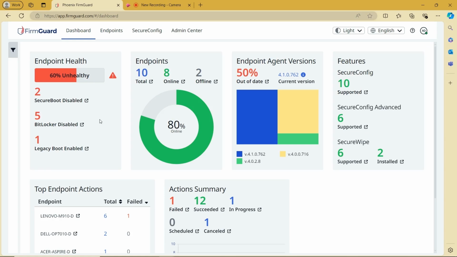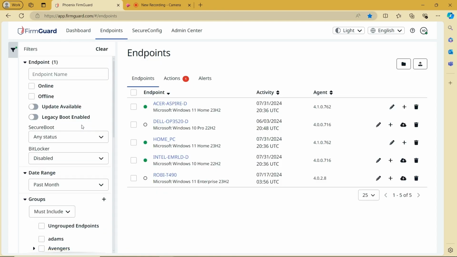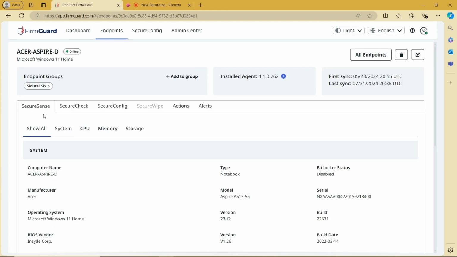What you're looking at here is the FirmGuard dashboard, and I want to draw your specific attention to this area where you'll see that there are 5 endpoints that don't have BitLocker enabled, or in other words, BitLocker is disabled. If I click on that, it shows these 5 endpoints, and I'm going to drill down specifically into this Acer laptop. And you'll see by default, the SecureSense tab is selected.